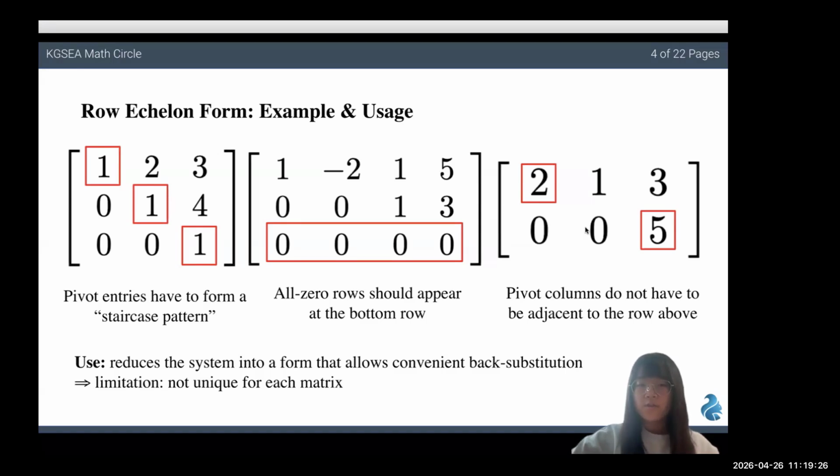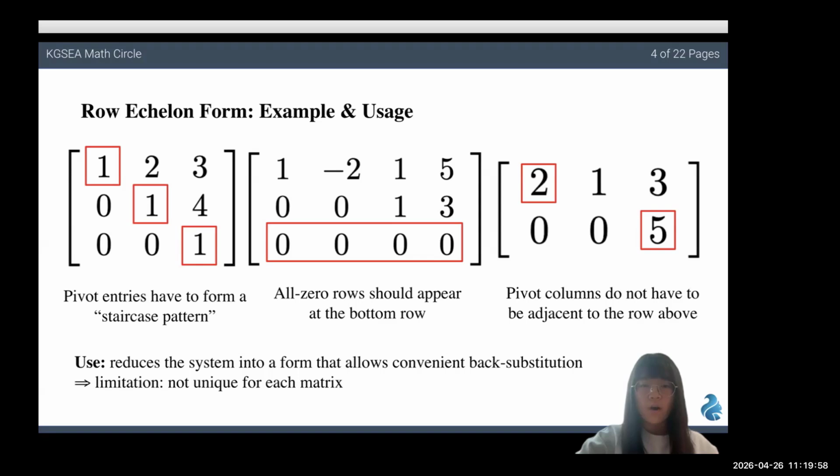The third matrix shows how the conditions can be satisfied when there are more columns than rows. The pivot entry doesn't necessarily have to be adjacent to the pivot of the row above it, but just has to be on the right side. And deducing the REF is useful because it puts the system into a form where back substitution is quite straightforward. You solve the equation of the bottom row first, determine the value of a variable, and substitute upward to determine the value of each variable one by one.